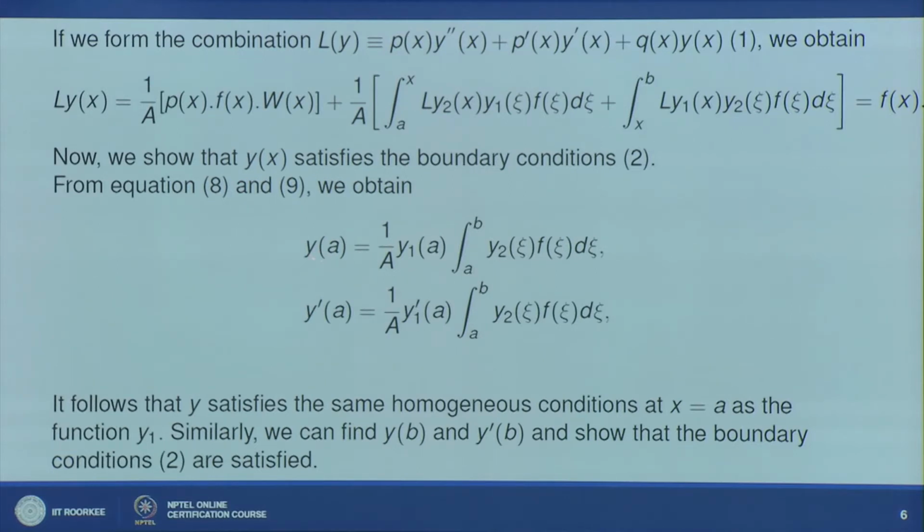So basically, whatever homogeneous condition y1 satisfies at a, the same boundary condition will be satisfied by this function y at a. So it follows that y satisfies the same homogeneous condition at x equal to a as the function y1. Similarly we can do the same for the point x equal to b.